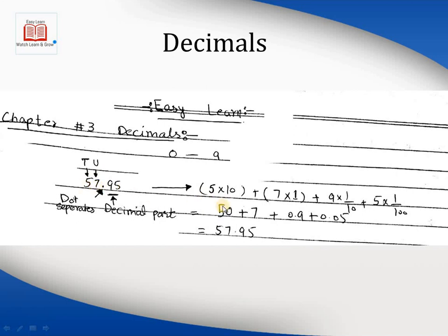As you can see, here 5 is multiplied by 10 because it is in the tens place. If there were a 6 here, we would multiply 6 by 100 because it has the power of hundreds. So 5 multiplied by 10, then we add 7 multiplied by 1, because it has the power of unity. Then for the dot, there is no dot, just the add sign, and then 9 divided by 10. Remember that when we move towards the fractional portion, to the right side of the dot, we have to divide, starting from 10.